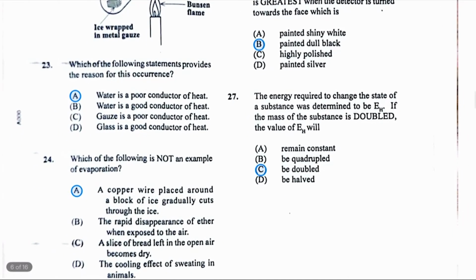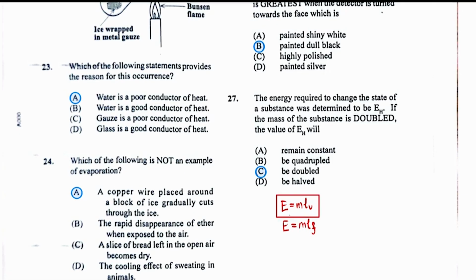27. The energy required to change the state of a substance was determined to be E. So in this particular question, we're talking about a change in state. So we're talking about these formulas. E is equal to MLV or E is equal to MLF. Either one could work in context of this question, it doesn't matter. Essentially, look at what's happening. In this case, I'm going to use E is equal to MLV, but it does not matter.